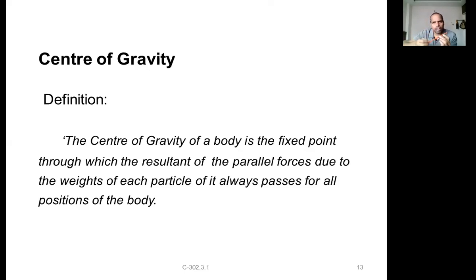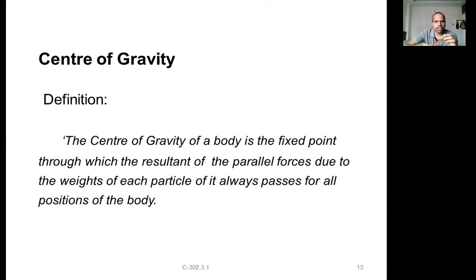If you tilt the body in any direction, it will be a fixed point. Center of gravity is a fixed point. If you put the body in any direction, all its weights pass through a single point. That point is the resultant of all these parallel forces, passing through a single fixed point. That is what we call the center of gravity for all positions.